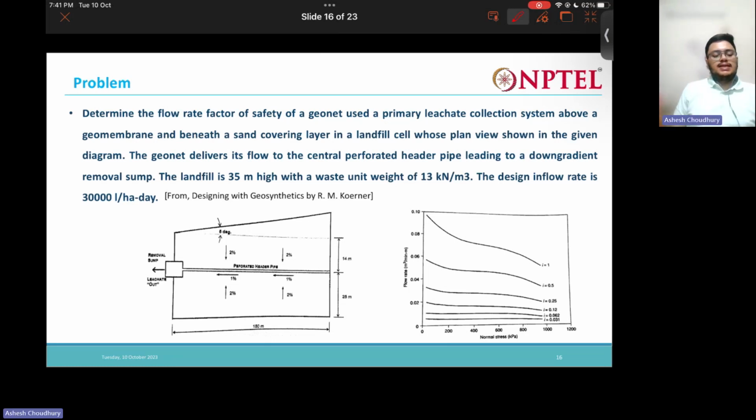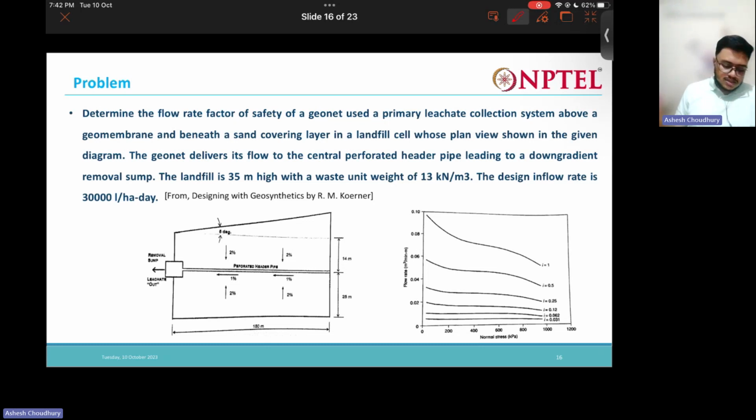Let us see this. Determine the flow rate factor of safety of a geonet used as a primary leachate collection system above a geomembrane and beneath a sand covering layer in a landfill cell whose plan view is shown in the given diagram. A geonet delivers its flow to the central perforated header pipe leading to a down gradient removal sump. A landfill is 35-meter high with a waste unit weight of 13 kilonewton per meter cube.